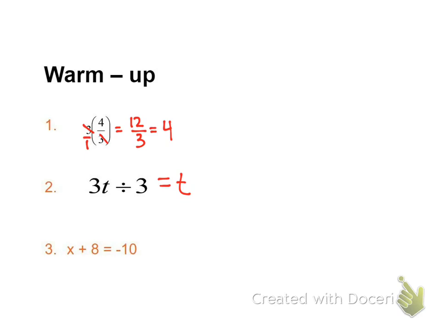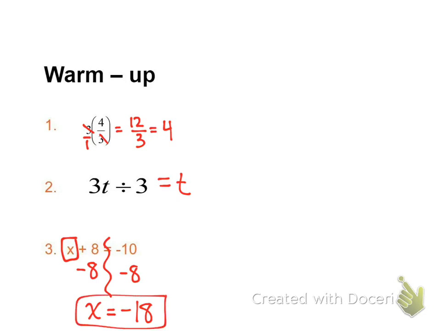Now, number 3 is different because there's an equal sign in it from the beginning. So on number 3, we solve it like we were doing on Friday. What is it that we're trying to get alone? We can break up our equation with a line if we want to. What do I need to do to both sides? Subtract 8. Now this is where it got a little tricky for some people. We have negative 10 minus 8. Negative 18. Questions about our warm-ups?